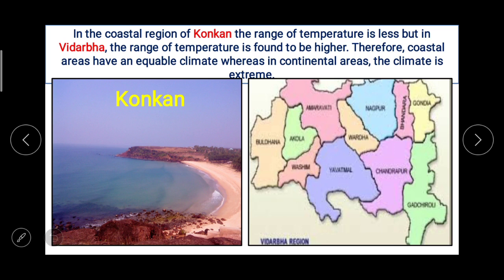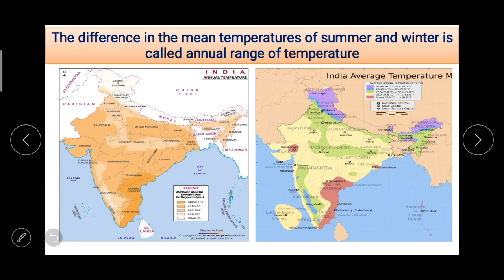In the coastal region of Konkan, the range of temperature is less, but in Vidarbha, the range of temperature is found to be higher, and therefore coastal areas have an equable climate, whereas in continental areas the climate is extreme. Again, for example, the climate of Mumbai is equable, whereas in continental locations like Nagpur, it is extreme. And the difference in the mean temperatures of summer and winter is called annual range of temperature.